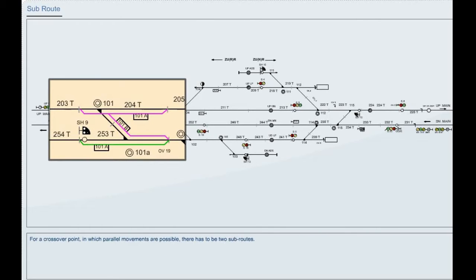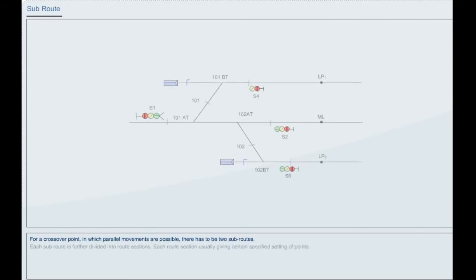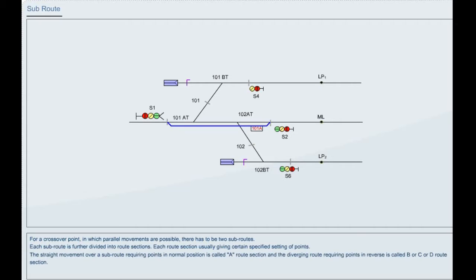For a crossover point in which parallel movements are possible, there have to be two subroutes. Each subroute is further divided into route sections, each route section usually giving a certain specified setting of points. The straight movement over a subroute requiring points in normal position is called A route section, and the diverging route requiring points in reverse is called B or C or D route section. A subroute can have one route section or more route sections.